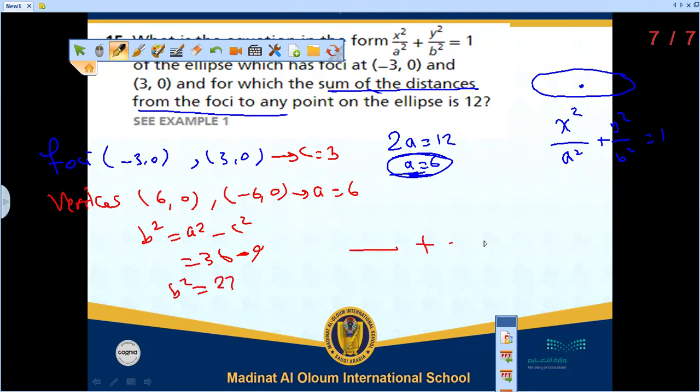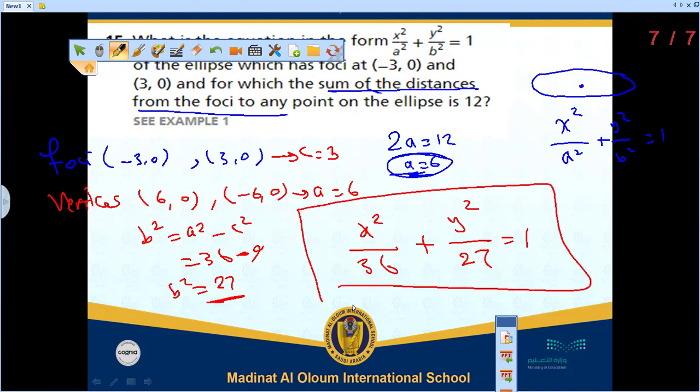How can we make the equation? To make the equation, it's going to be x squared over my a squared, which is 36, plus y squared over b squared, which is 27. Now I made the equation. x squared over 36. Look, you can see this one is bigger than this one. Why? Because it's a horizontal ellipse.